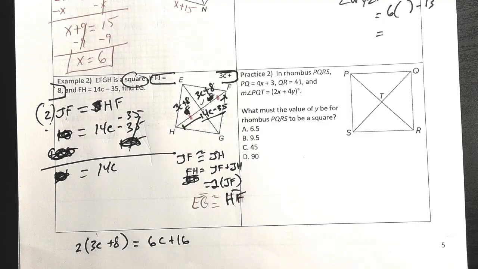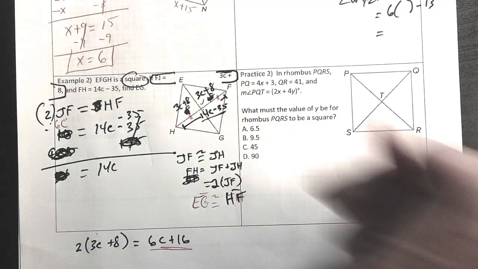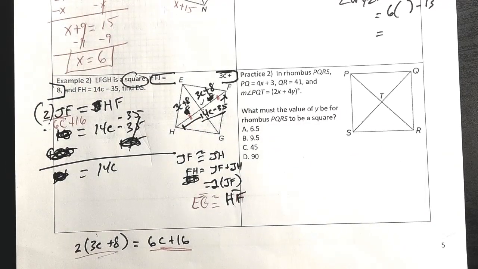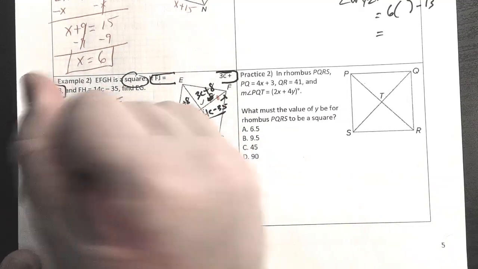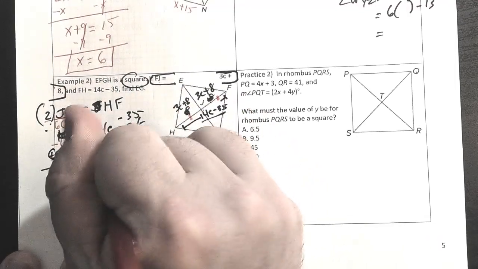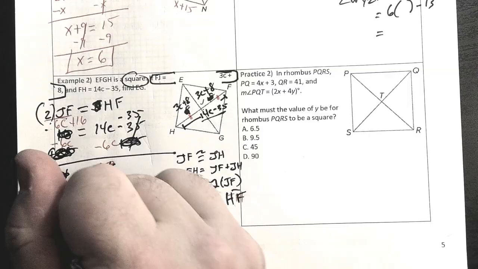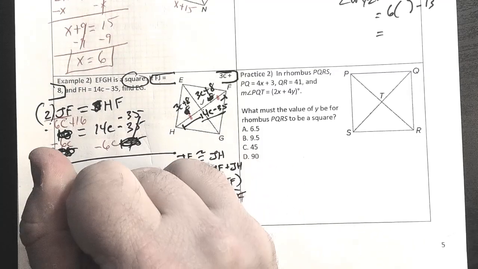So I'm going to do it like this. 6C plus 16. So that's your 2 times JF. All right, so now subtract 6C over here. Subtract 6C over here. 14C minus 6C is 8C. You still have 16 over there, and you still have minus 35 over here.